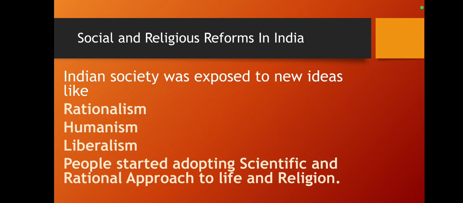We started thinking about our liberty. We wanted to remove the inhuman things happening in the society, like the sati pratha and child marriage. So ultimately it was only education which started changing the mindset of the people. This is the main core and main concept of this chapter.